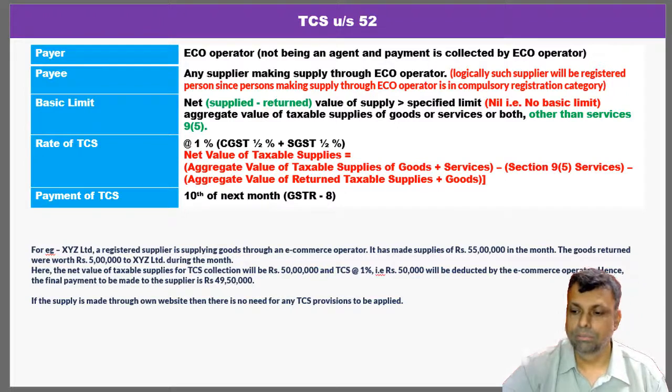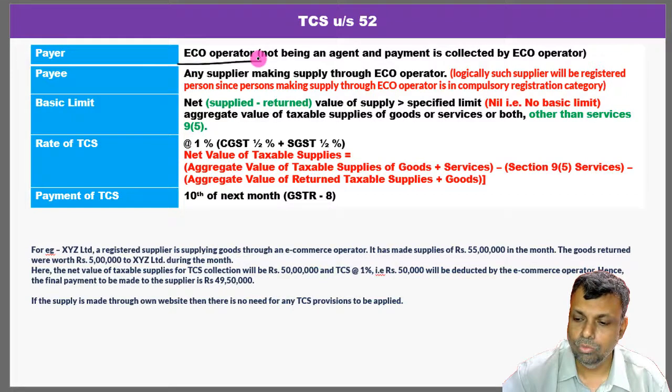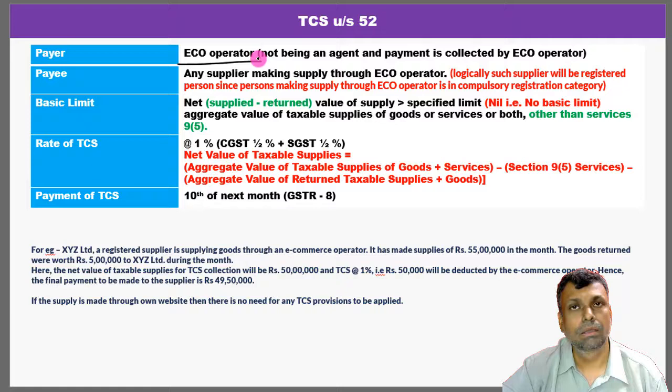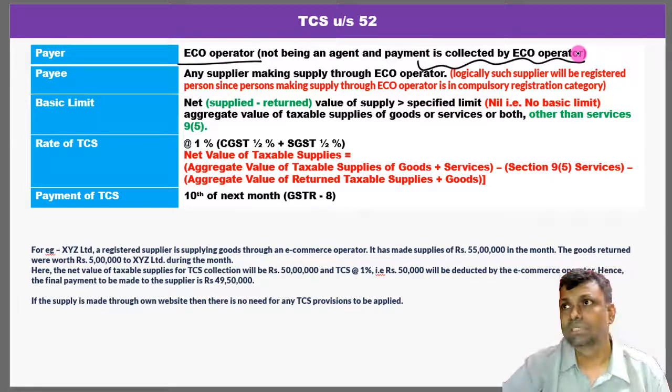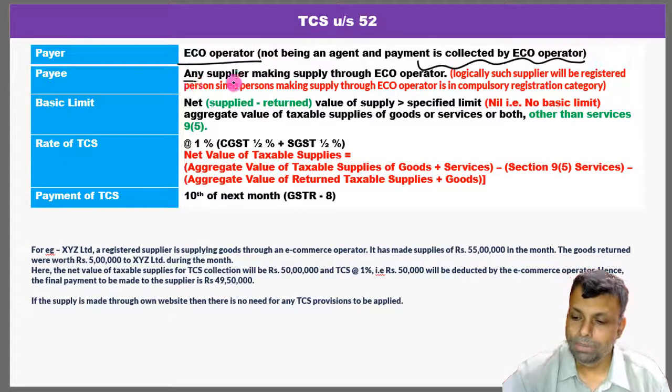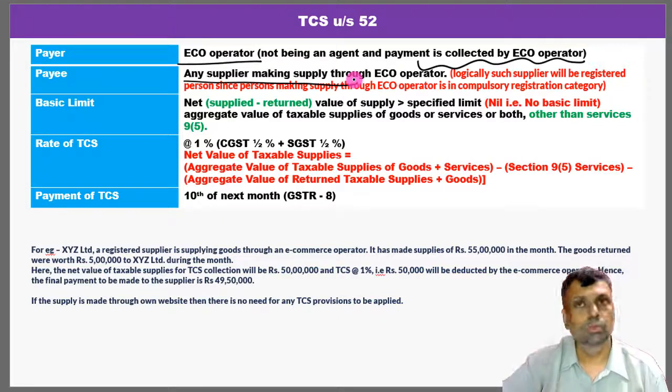So here friends, the basic point to be noted is that the person who is paying the money is in the status of an e-commerce operator, not being an agent, and the payment is collected by the e-commerce operator. So here the example can be like Amazon. If I am selling my product through Amazon or through Flipkart, then this particular situation will come into picture. Who is the payee? The payee is any supplier making supply through the e-commerce operator.